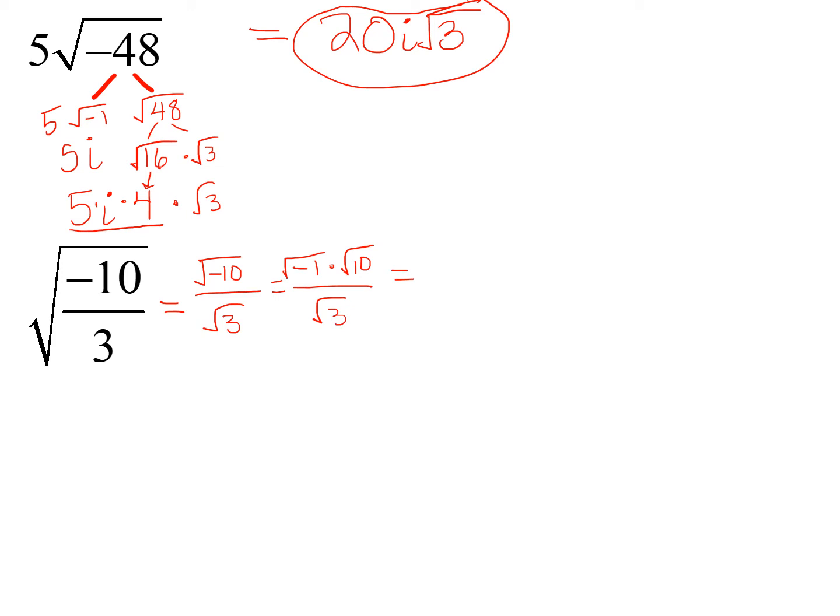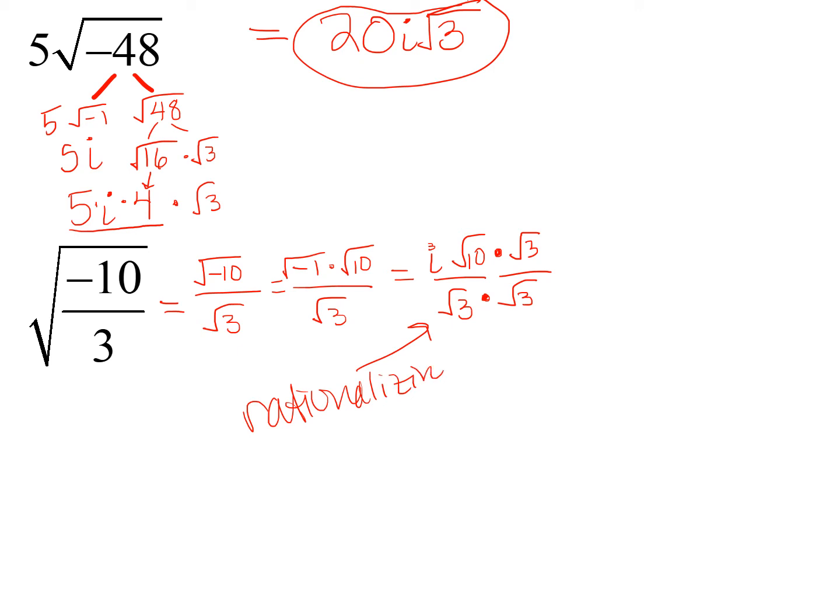We know that the square root of negative 1 is I, square root of 10 all over the square root of 3. And hopefully you've seen this before, but when we have a fraction and our denominator is a square root, that is improper. So in order to simplify fully, I have to multiply the top by the square root of 3 and the bottom by the square root of 3. And we call that rationalizing the denominator.